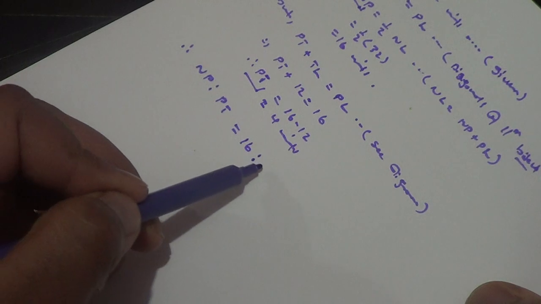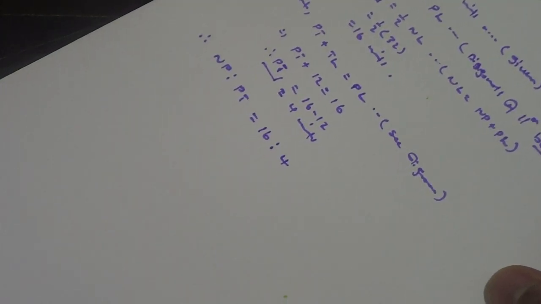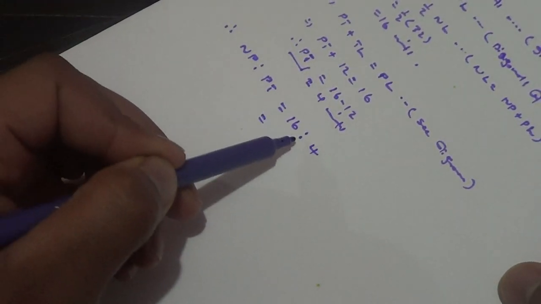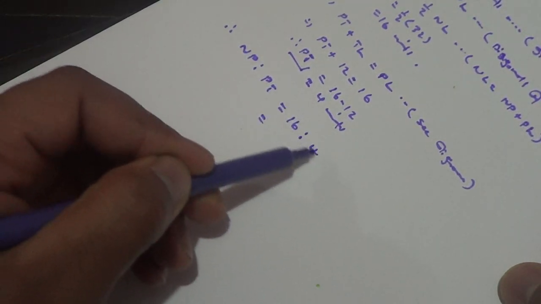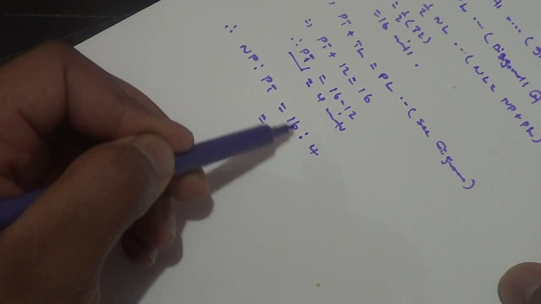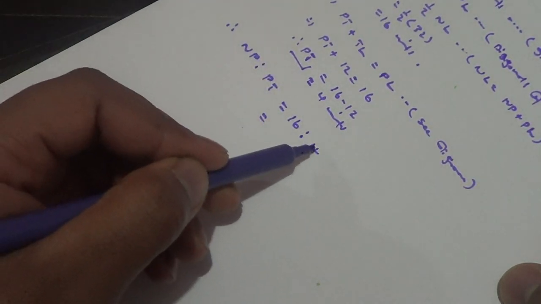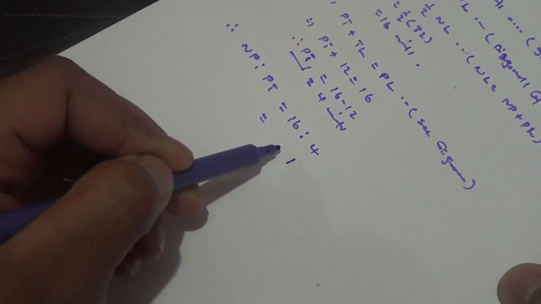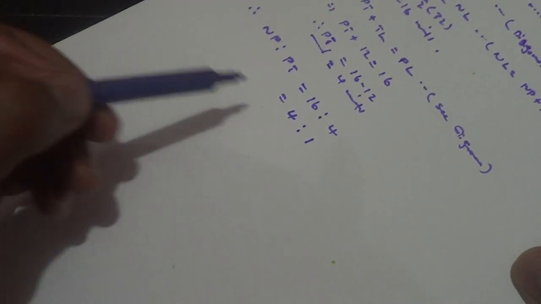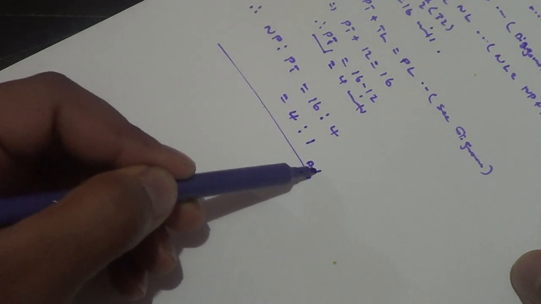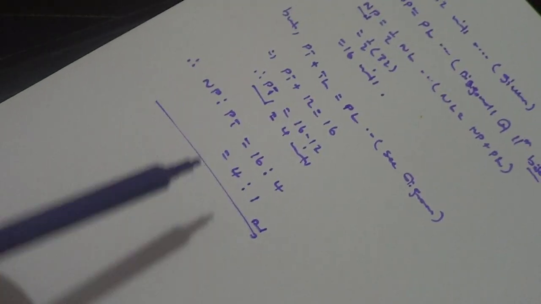Is to NP, which is, I mean, PT, which is 4. Now they said in its simplest form, so you don't leave it like that. So you always take the smaller one and divide throughout, but you don't divide on that side, please. So 4 divided by 4 is just 1, and then 16 divided by 4 is 4 times, and that is the answer. So always try to answer in the manner that is provided.